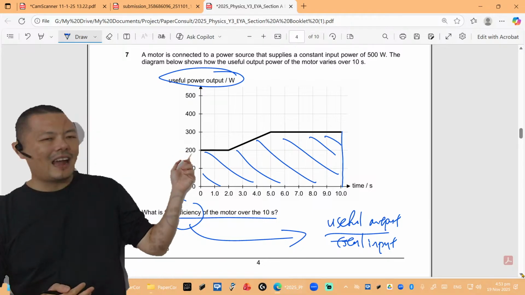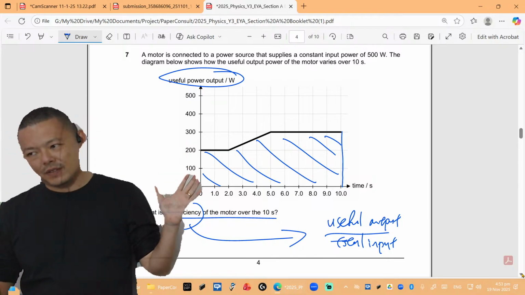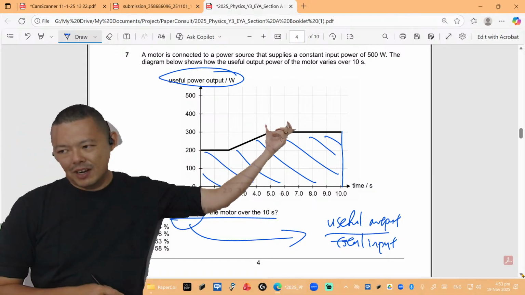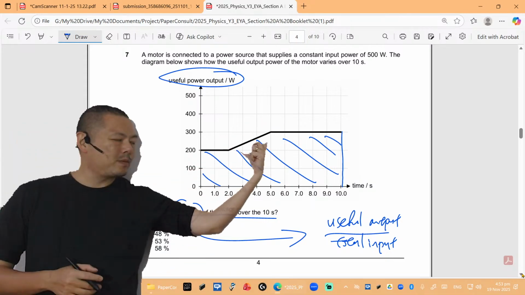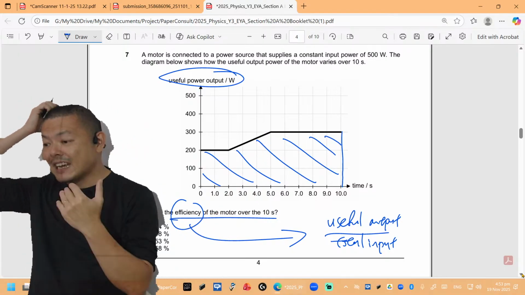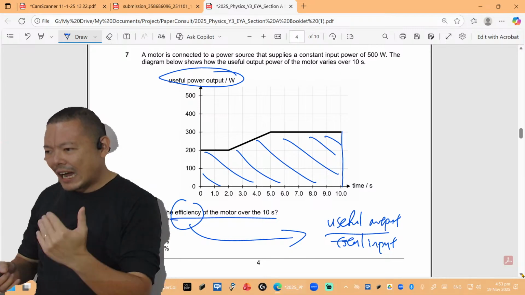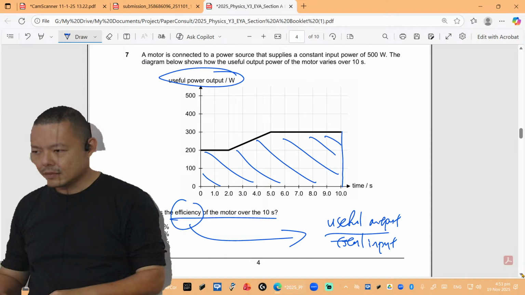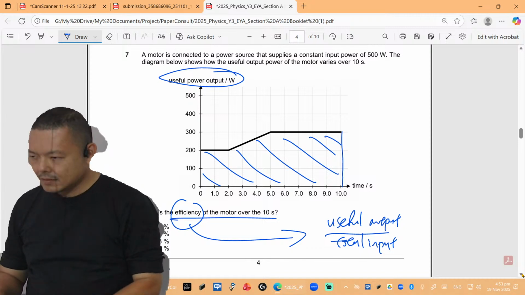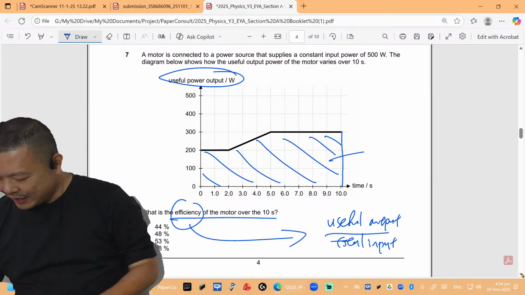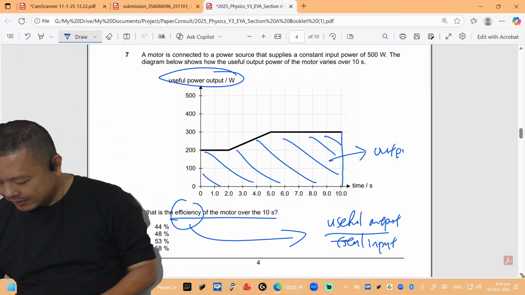So you can't take an average of 200, 300. You cannot say it's 250. Because the amount of time it spends at the 200 and the amount of time it spends being 300 is disproportionate. And then you have a period of time where it's changing as well. So it's very annoying. So what we do is we find the area under the graph. So what's the area under a power time graph? Energy, good. So this is the output energy.